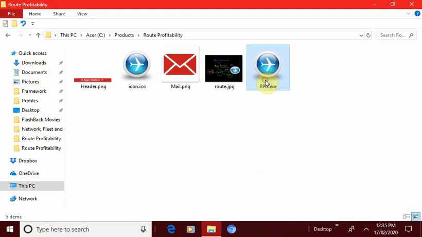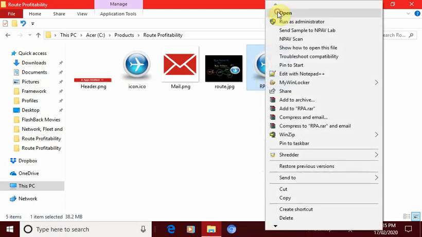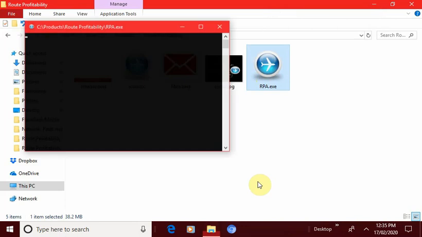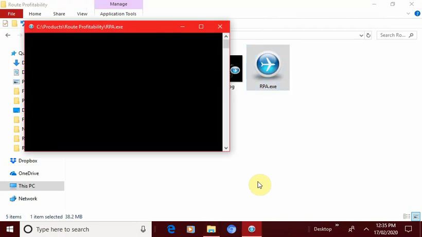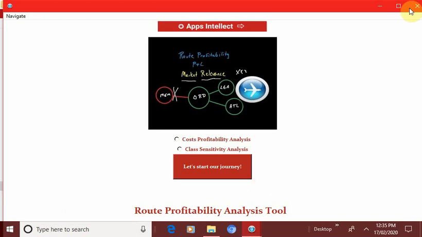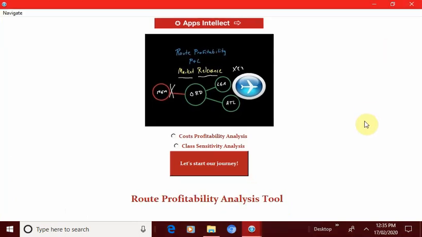This is an executable we need to open. It will take a couple of seconds to activate. The tool is activated. In this tool we've got two applications.